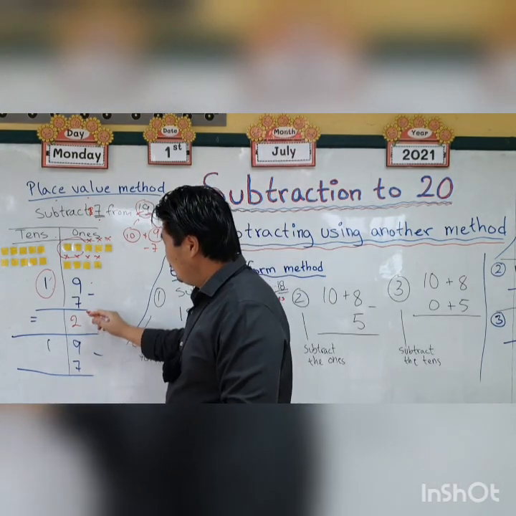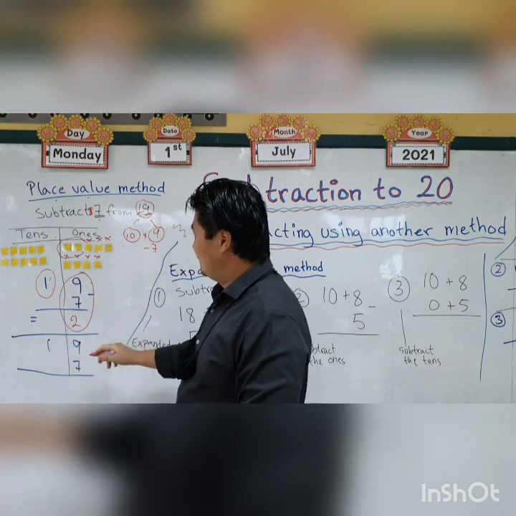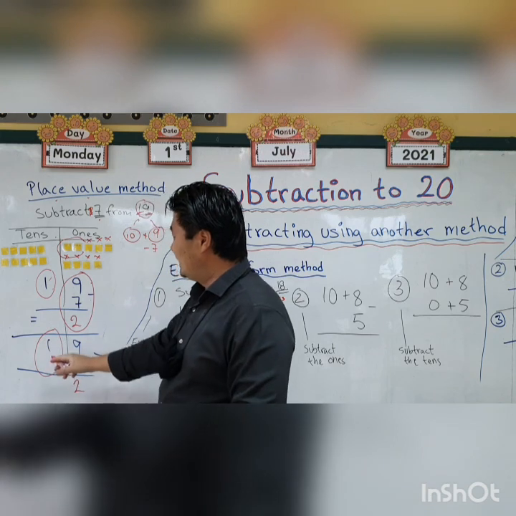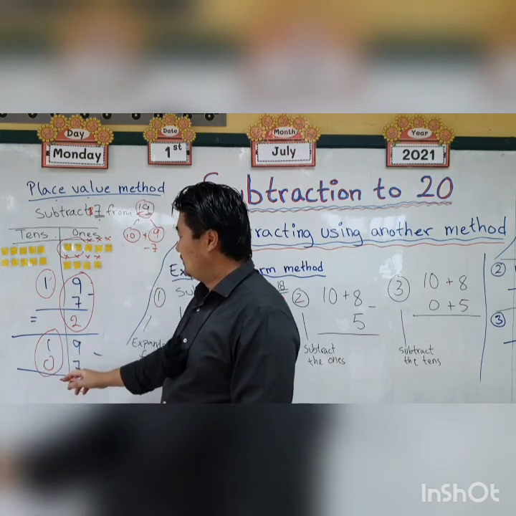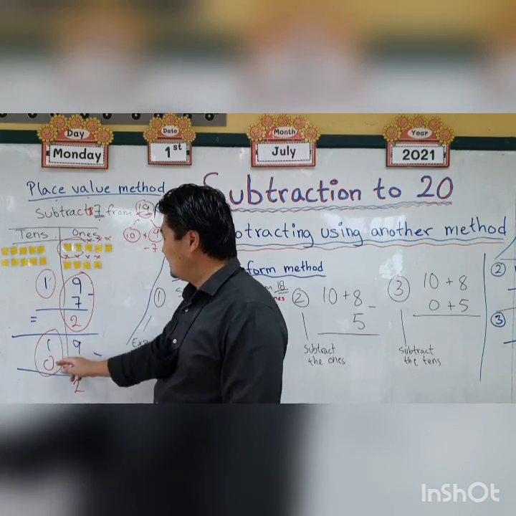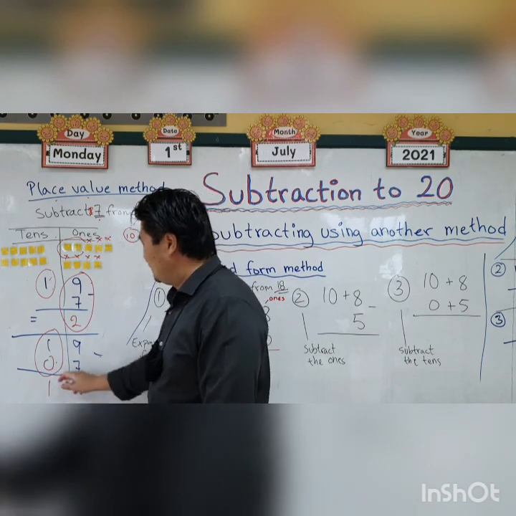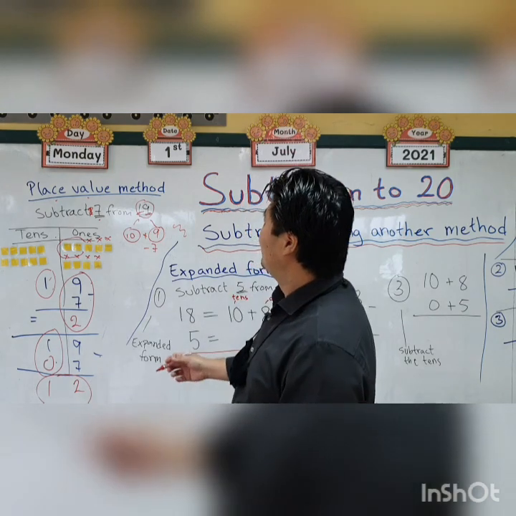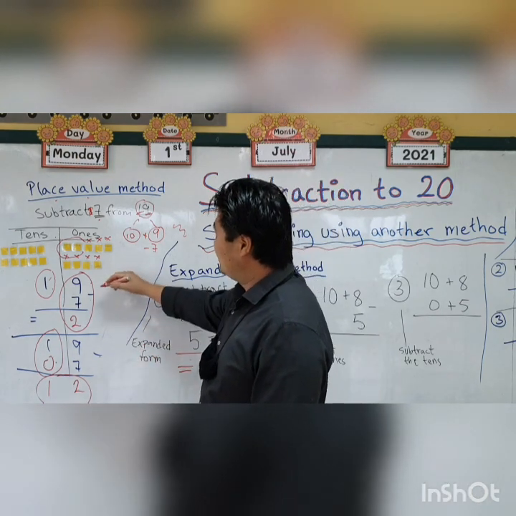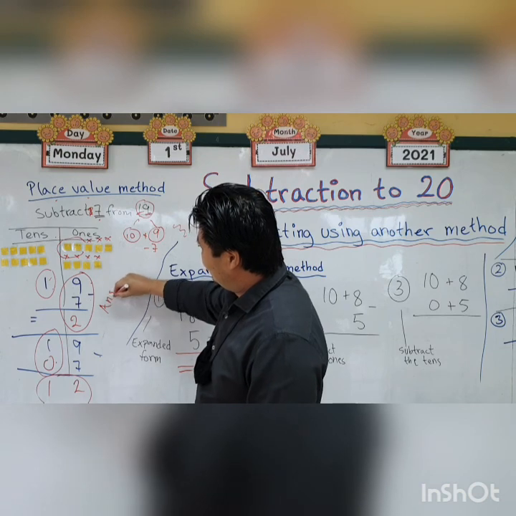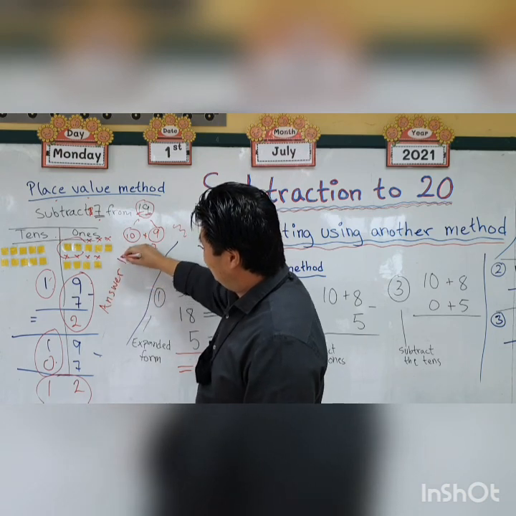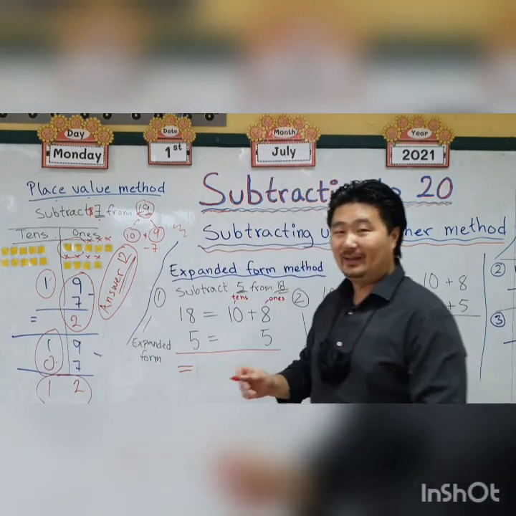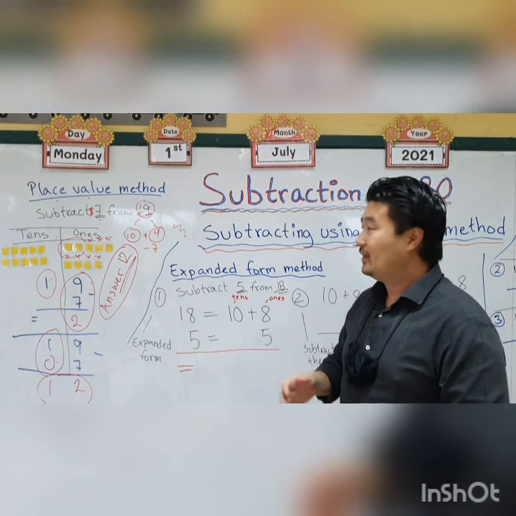9 minus 7 equals 2. We have already done the ones. So this is already 2. Now we go to tens. The tens, here we have 0. So 1 minus 0 equals 1. So here is the answer. 12. Okay? Answer 12. Okay? Good. Now we go here.